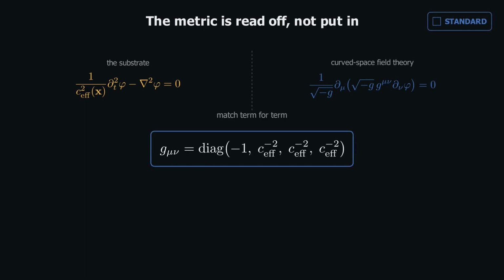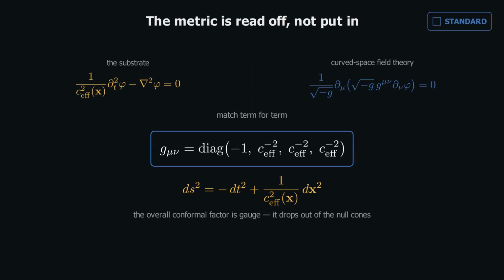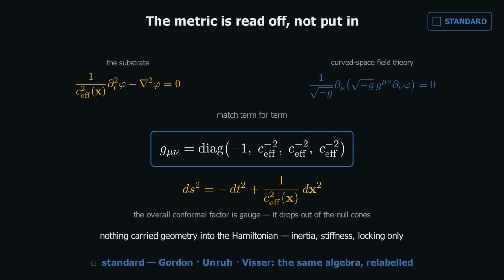There is exactly one metric whose coefficients reproduce those two terms: g equals the diagonal of -1 and 1 over C effective squared, three times over. The line element is minus dt squared plus 1 over C effective squared of X times dx squared. Nobody put a geometry into the Hamiltonian. The Hamiltonian knows inertia, stiffness, and locking, and nothing else. The metric was read off the coefficients of the substrate's own equation of motion.